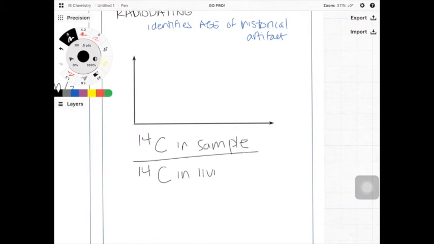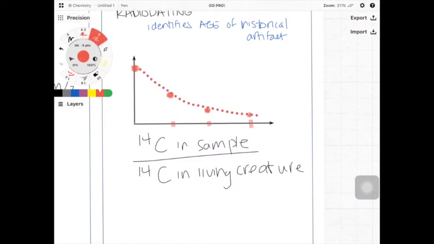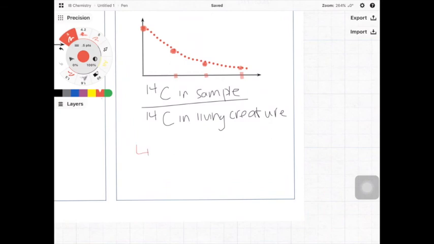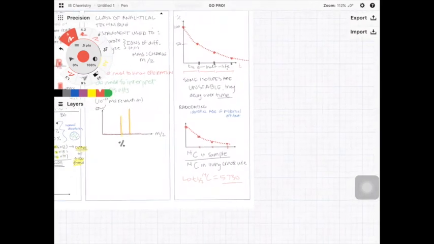The way that we do that is we use the isotope carbon-14. We figure out how much carbon-14 we have in our sample. We figure out how much carbon-14 we have specifically in living things today, and based on that ratio we can figure out how many of those half-lives, how many of those minus 50% of the sample have gone by. And specifically for carbon-14, the half-life is a little under 6,000 years.